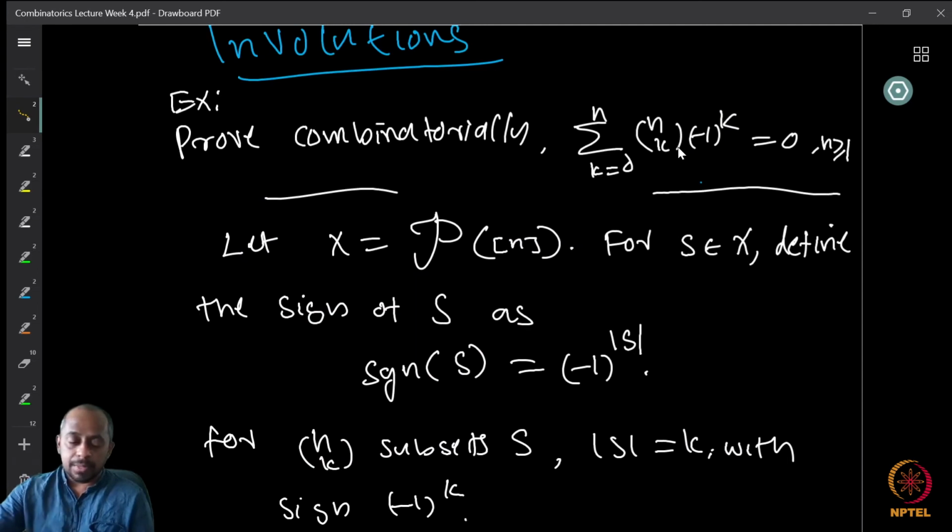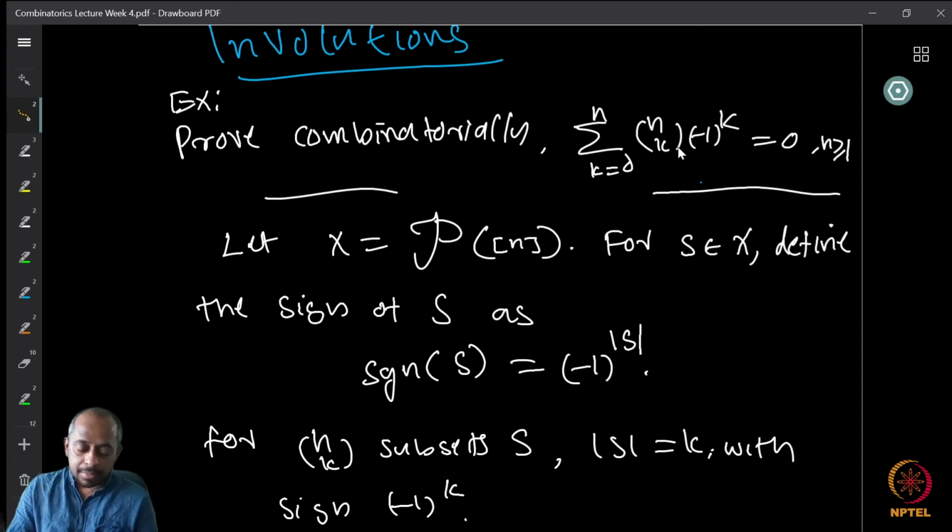Now I want to wind up with a slightly different topic called involutions. It's a very brief introduction to involutions. We just look at a single example, and then we formally define it, and then that's it.